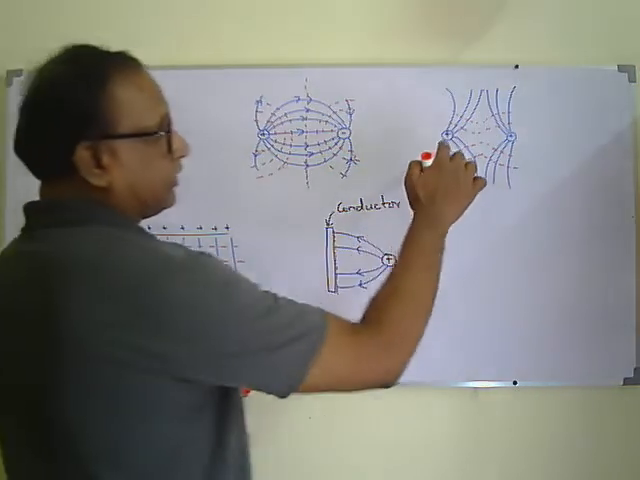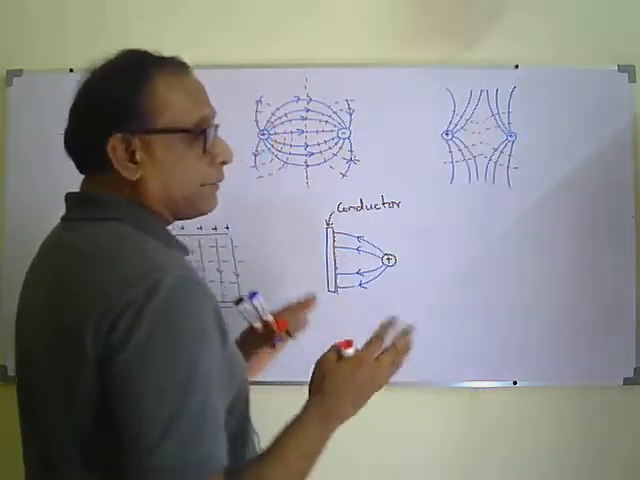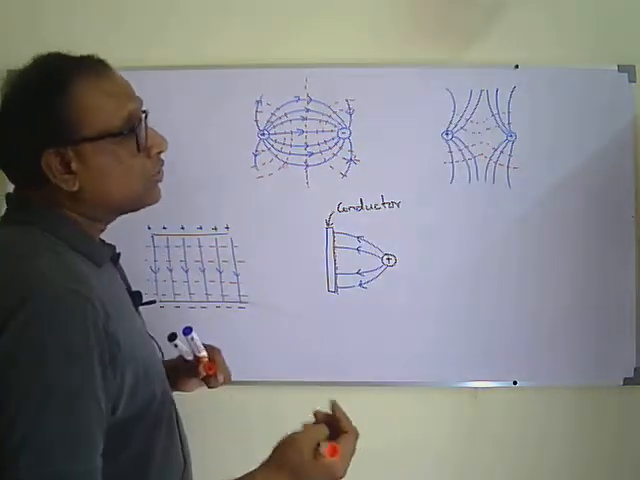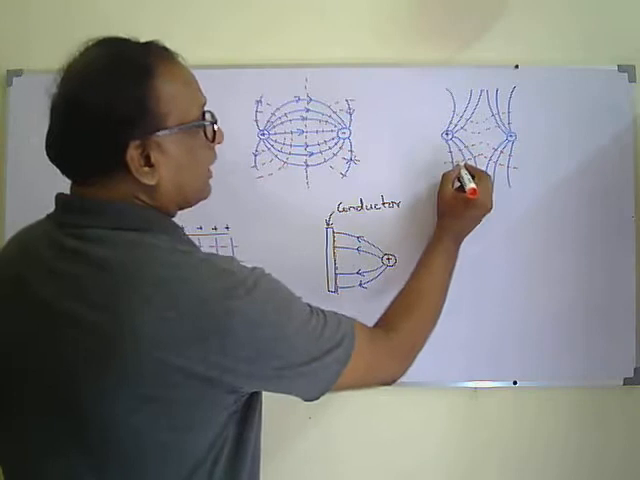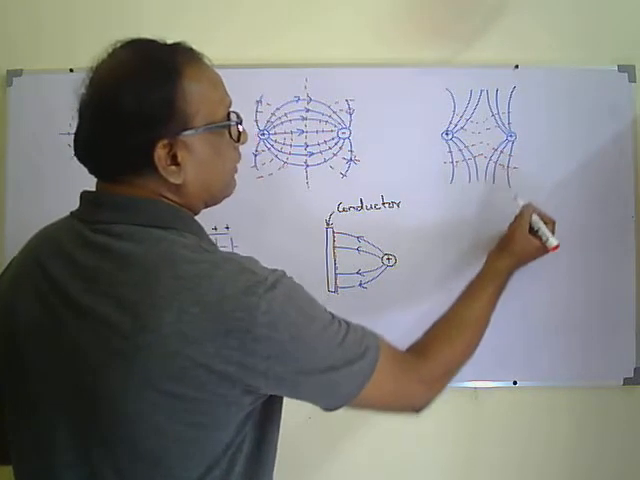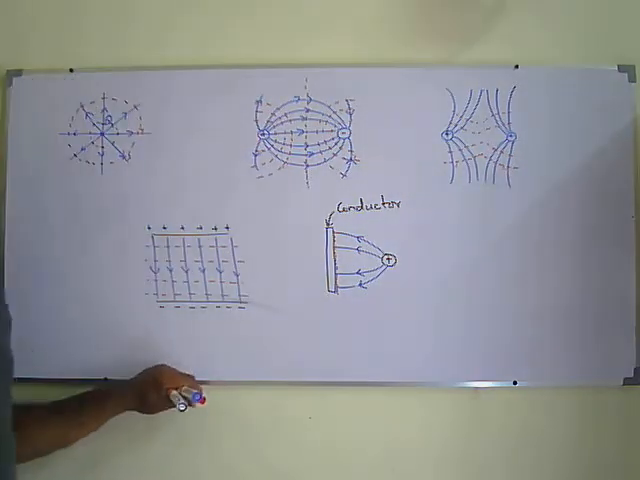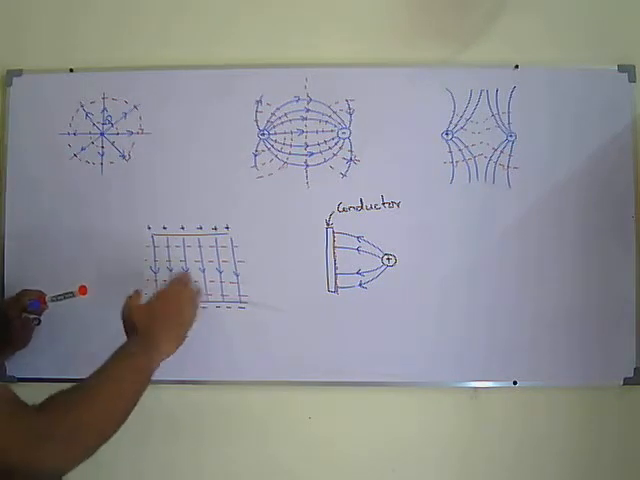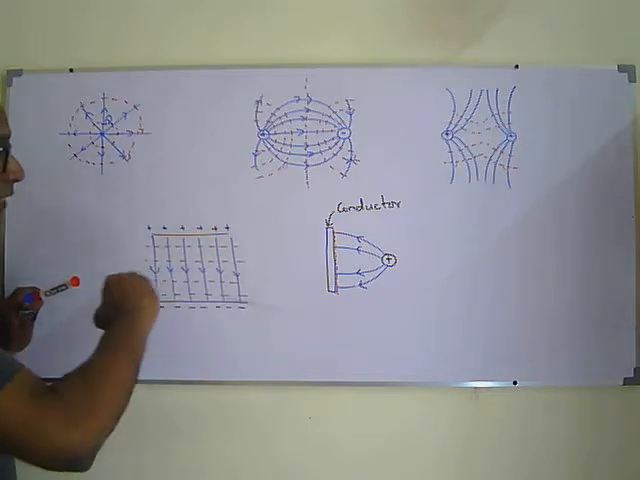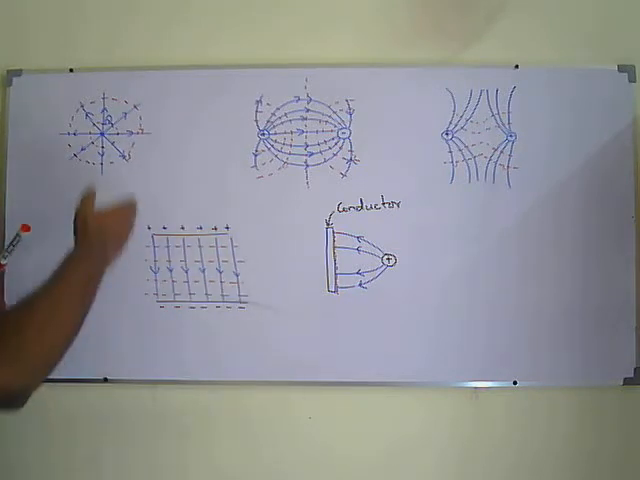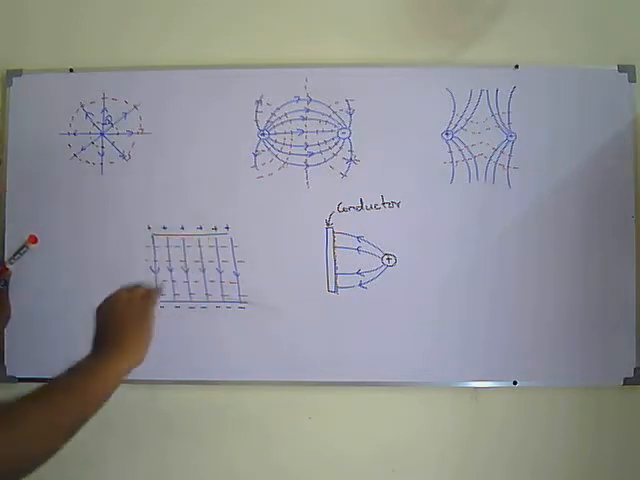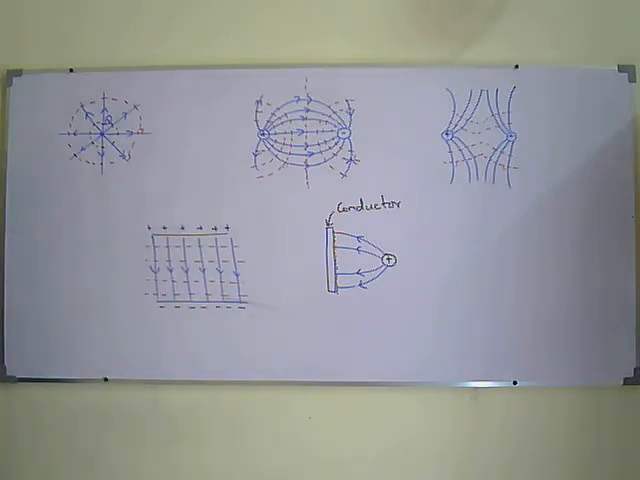Same way here also, when two positive charges are kept in space, they create the field pattern as shown here. So at every point, the equipotential surface, that red color line, is at right angle to the blue color line. Okay, this is parallel plates. The equipotential surfaces are parallel to the plates. Field lines are perpendicular to the plates. At any point, blue color line and red color line are perpendicular to each other.